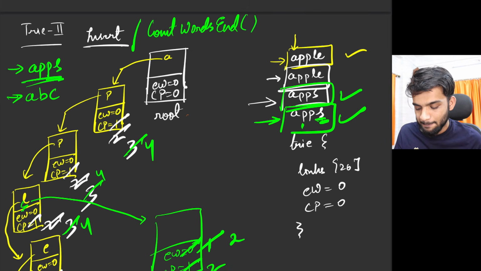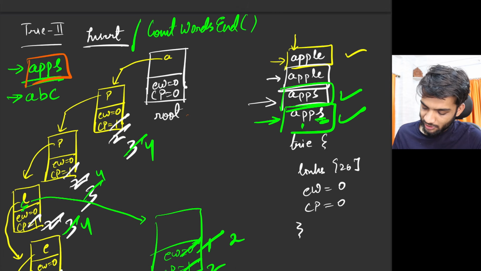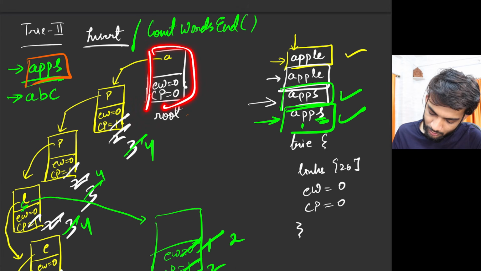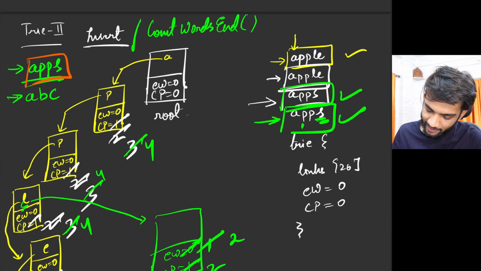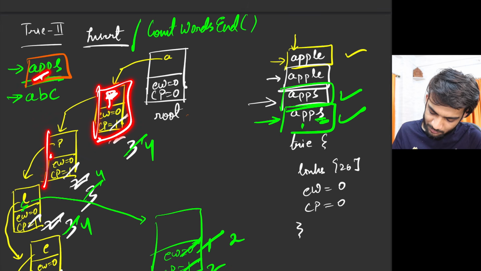So we have initially apps, and I have to tell how many words end with apps. Initially you stand at the root. Do you have A? You have. That's the try. Perfect, please move to the try. Do you have P? Yes. Move to the try. Next, you have P? Yes.